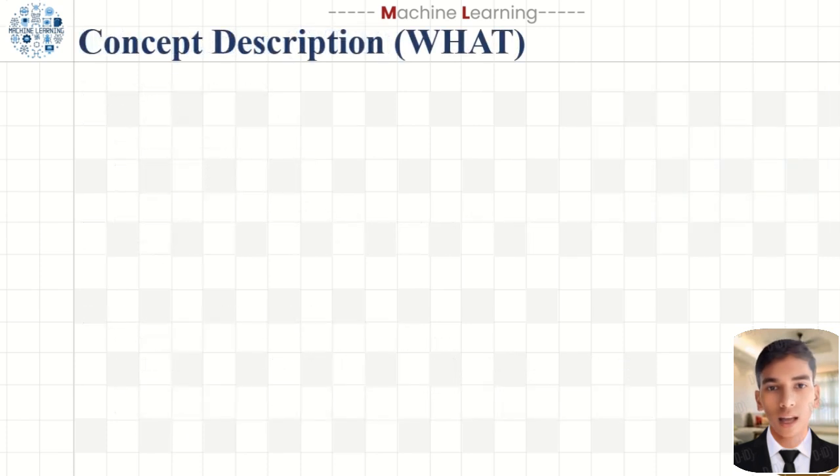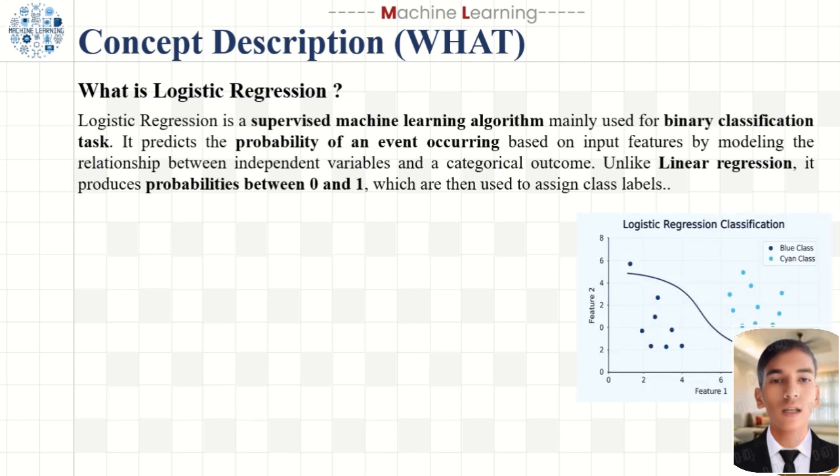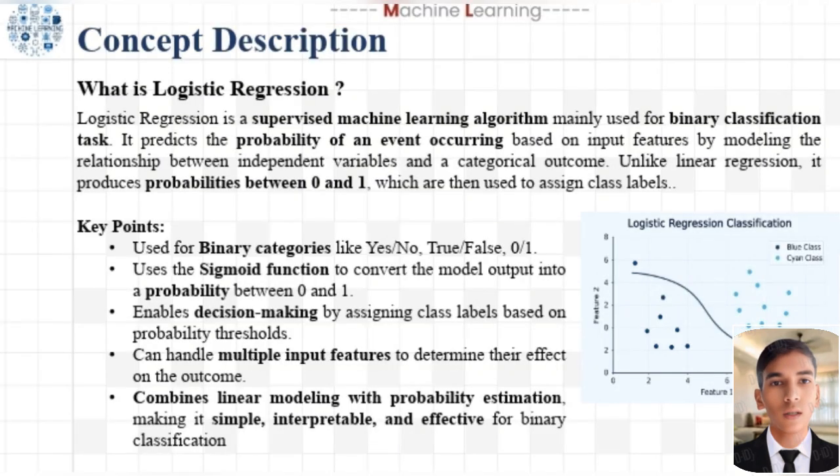Now that we know why it's important, let's move on and understand what logistic regression actually is. Logistic regression is a supervised machine learning algorithm. This means it learns from past examples where the outcome is already known. It is mainly used for binary classification, situations where there are only two possible outcomes. The key difference from linear regression is this. Linear regression predicts continuous values like a house price or exam marks. Logistic regression, on the other hand, predicts probabilities between 0 and 1.